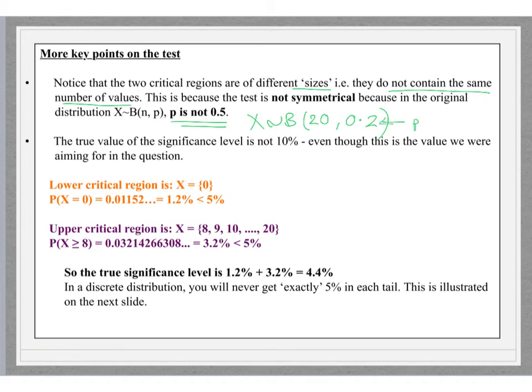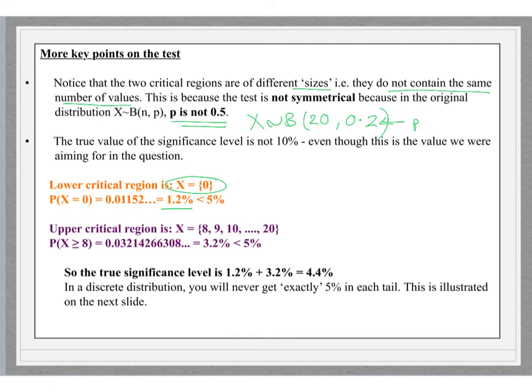The true value of the significance level for this test is not 10%, even though this is the value we were aiming for in this question. If you look at the lower critical region, the probability of X being equal to 0 was 1.2%. We were trying to find the values which would take us to an overall probability, a cumulative probability, that was as close as possible to 5% without exceeding it. For a discrete distribution, we will never get exactly 5%. The closest we could get was the probability of X being equal to 0, which was 1.2%.